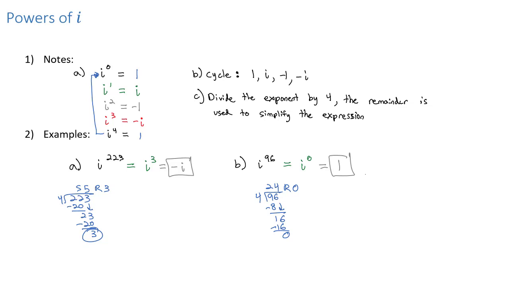So in this way, we can simplify any power of i down to either 1, i, -1, or -i. And this is going to be very helpful when we get to doing multiplication with imaginary numbers.